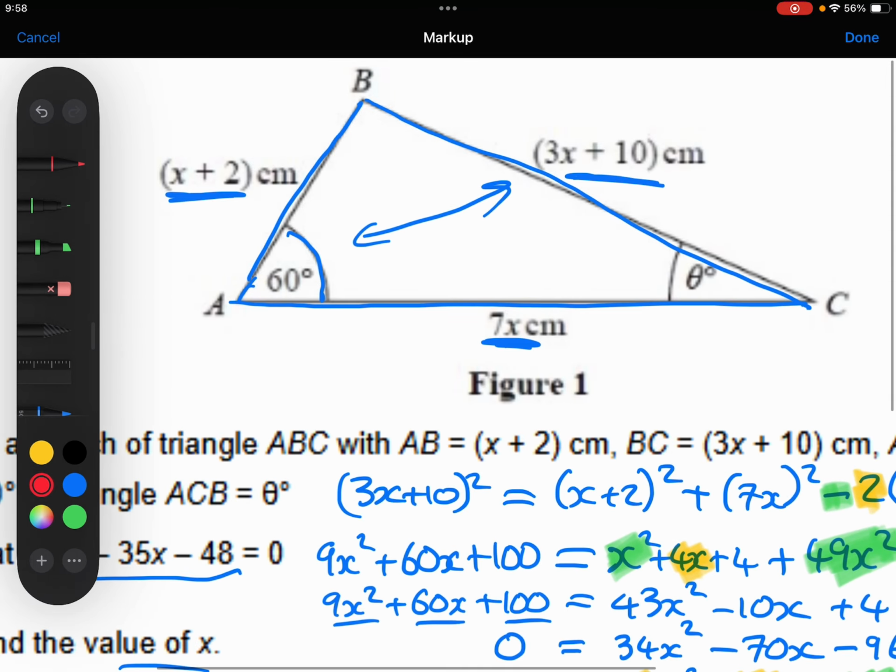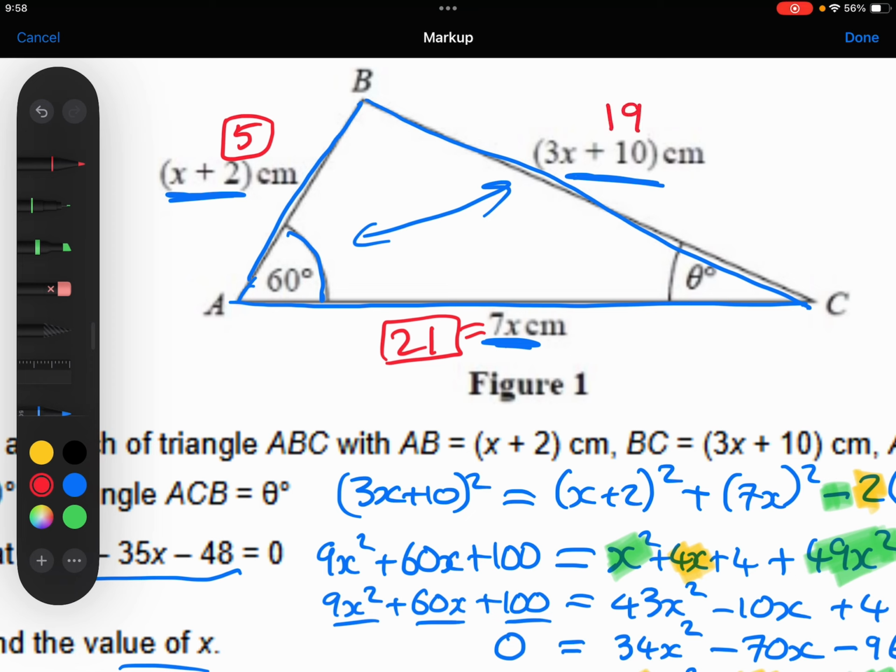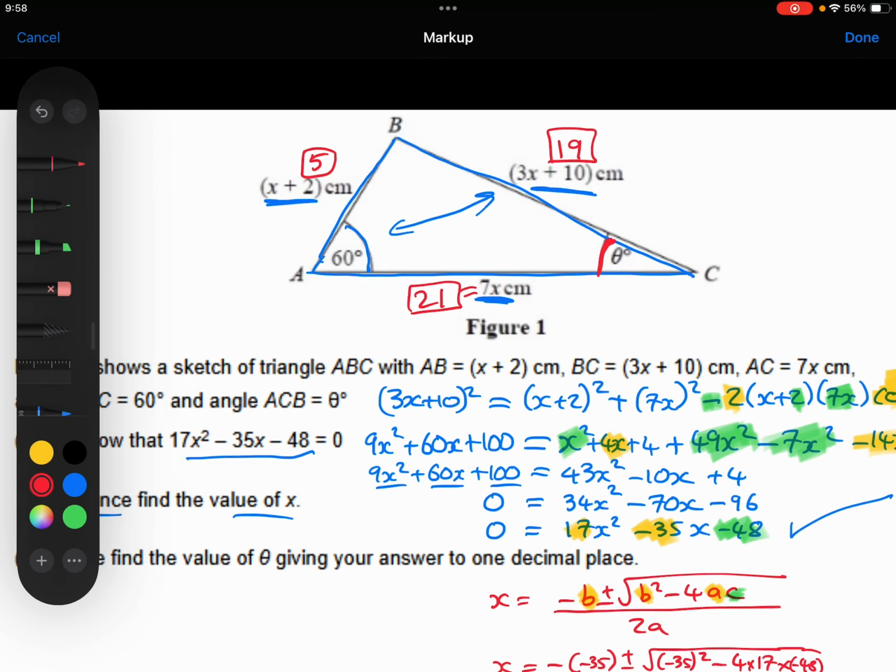Which means that we now know that this 7x is going to be 21 centimetres. This x plus 2 is going to be 5 centimetres. And this 3x plus 10 is going to be 19 centimetres, just substituting 3 instead of x in each of those. We can now work out angle theta for the last part of the question because we know all the sides in this triangle now.